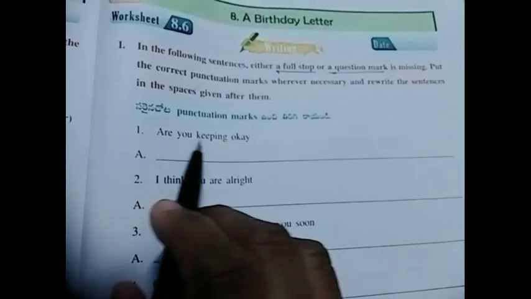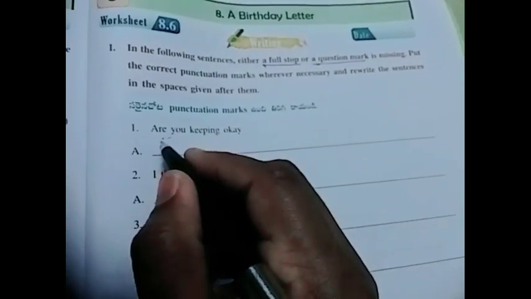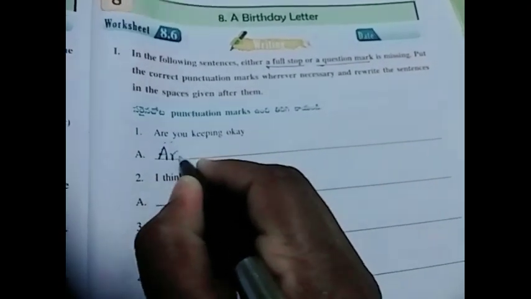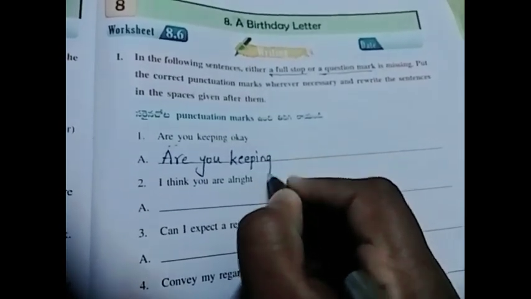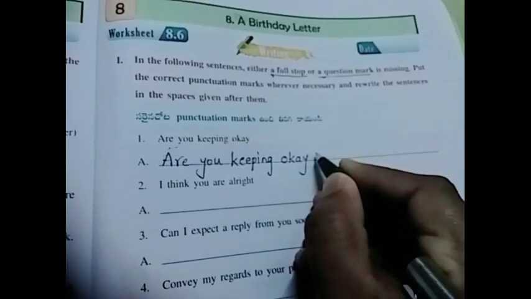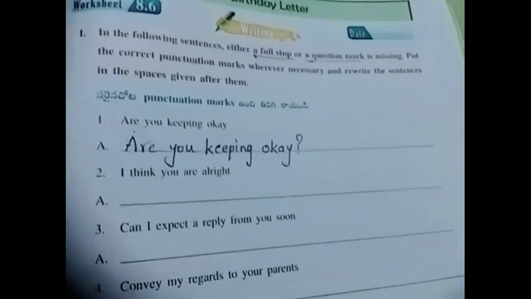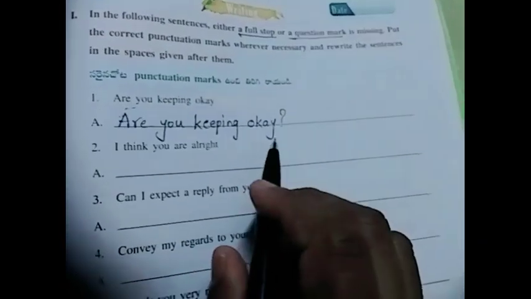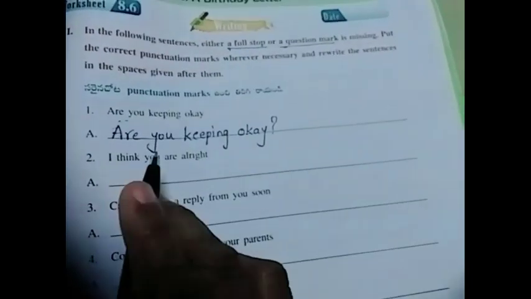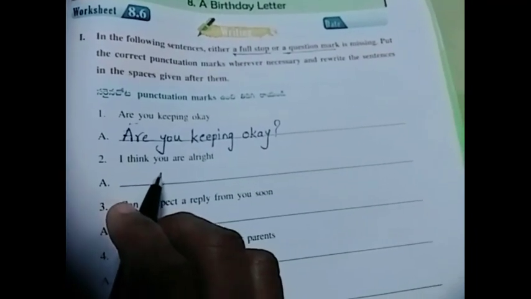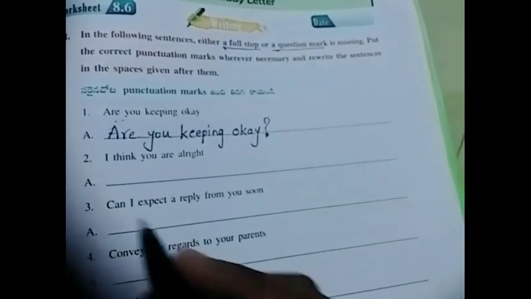First sentence is: are you keeping okay? Which punctuation mark do we have to use here? It is a question. The sentence starts with a helping verb. That's why it's a question. So we have to put the punctuation mark, question mark, at the end of the sentence.